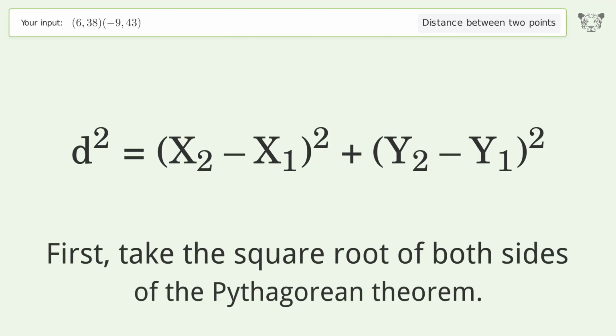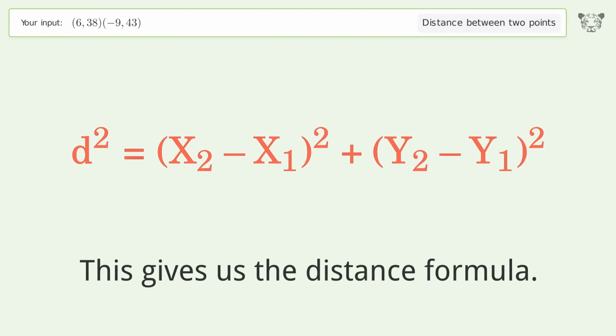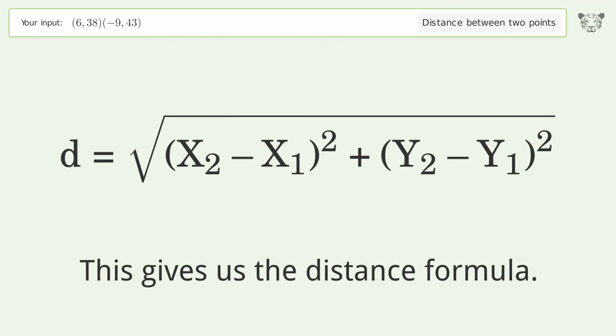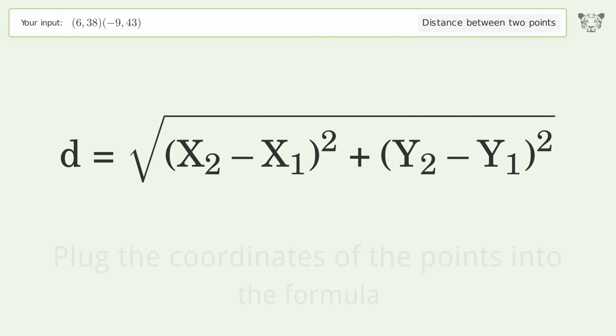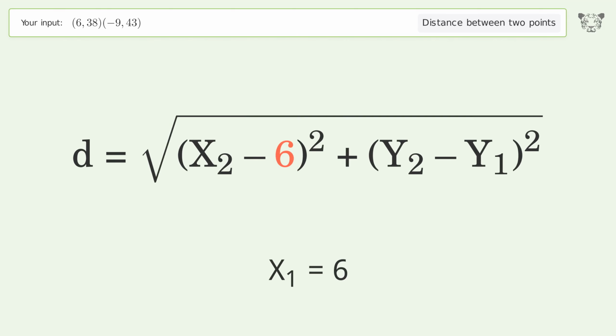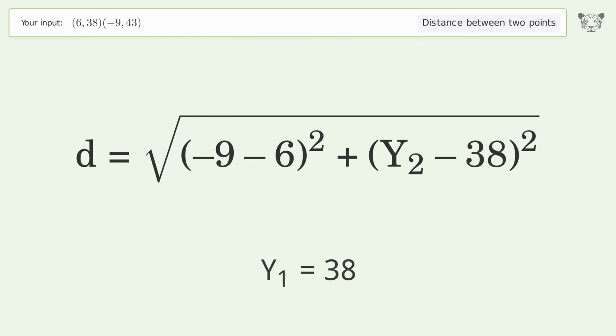First, take the square root of both sides of the Pythagorean theorem. This gives us the distance formula. Plug the coordinates of the points into the formula. x1 equals 6. x2 equals -9. y1 equals 38. y2 equals 43.